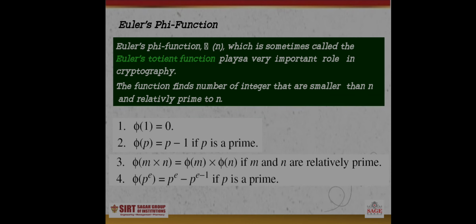And if we move towards powers, fourth, phi of p to the power e is equal to p to the power e minus p to the power e minus 1, if p is a prime number. So these are the four formulas we should know. Now we will move towards the numerical part.